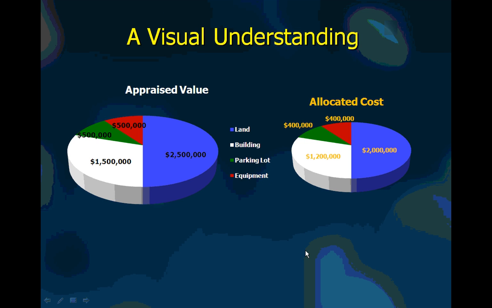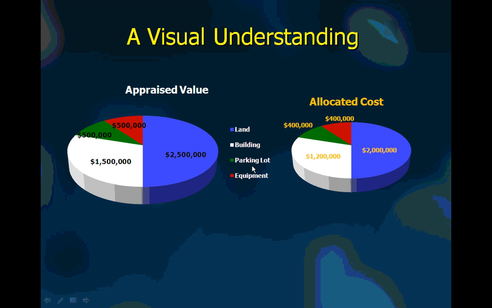Okay, what's this look like? Here's a visual. If you take a look at the land, the blue slice of pie, notice it was 50%. It's half the pie, no matter how big the pie is. This pie totals 5 million. Smaller pie totals 4 million because that's what we actually paid. But the building is still a third. Actually it's 30%, not quite a third, but that's about 30% of the pie.